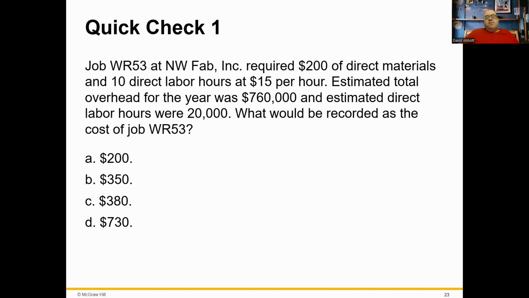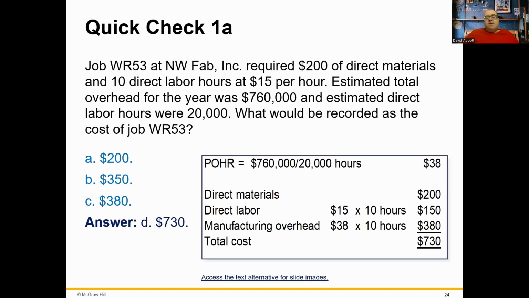What would be recorded as the direct labor cost? And so the answer would be $730, because you're going to take the 760,000 and divide that by 20,000 hours. And that's going to give you $38. That's the overhead rate. And then you have the direct materials, direct labor, and then the overhead rate times the number of hours. And so that's what's going to give you your total cost.